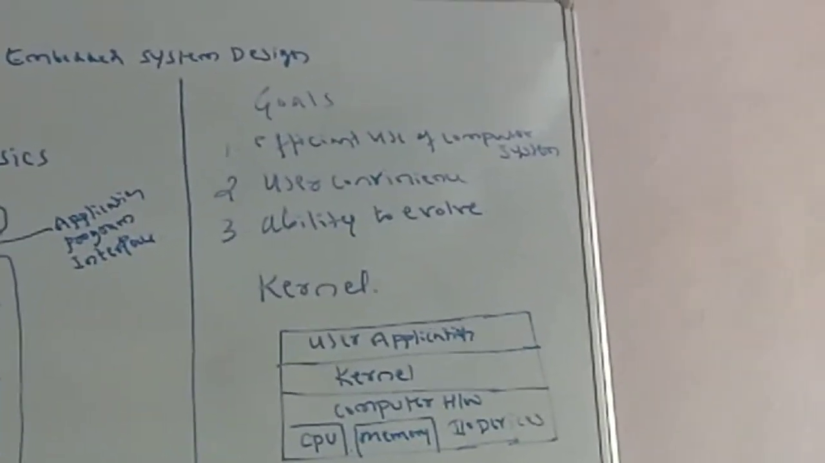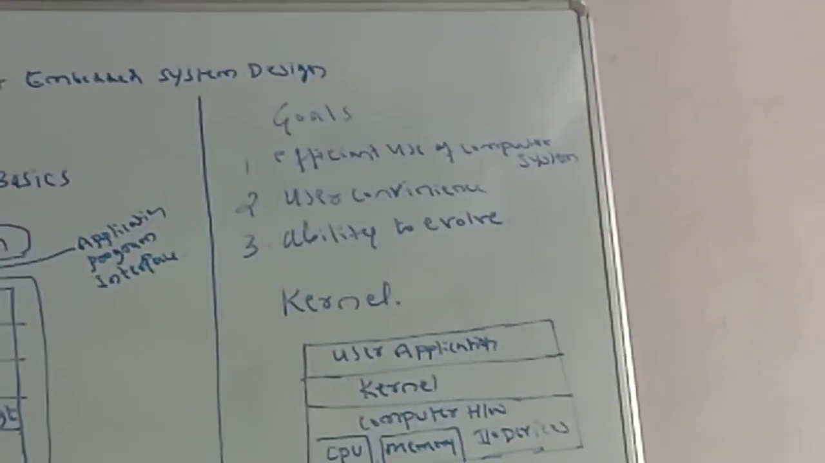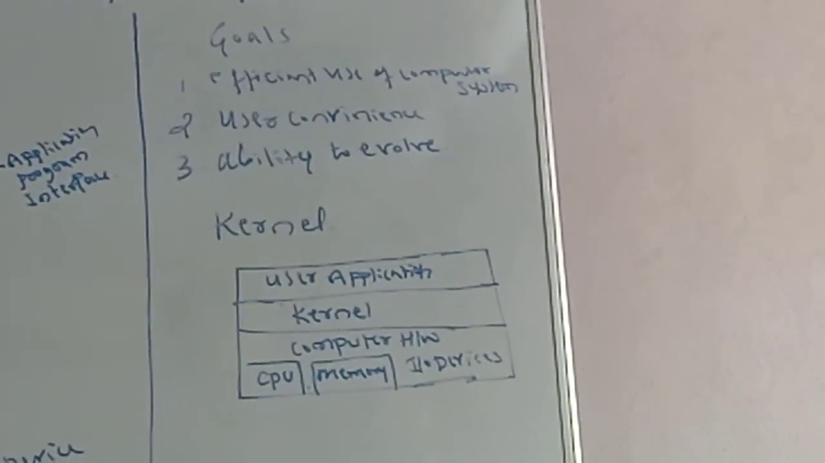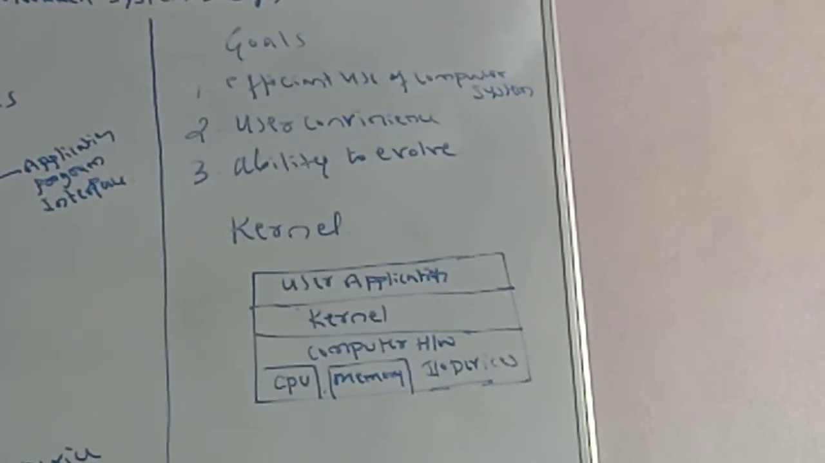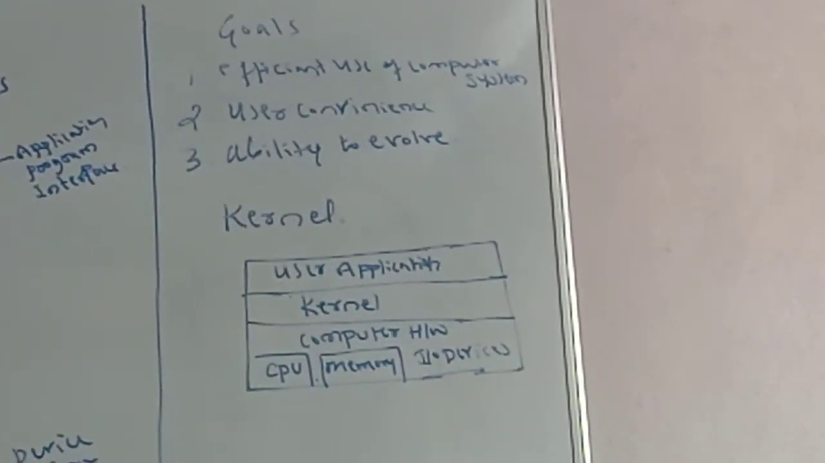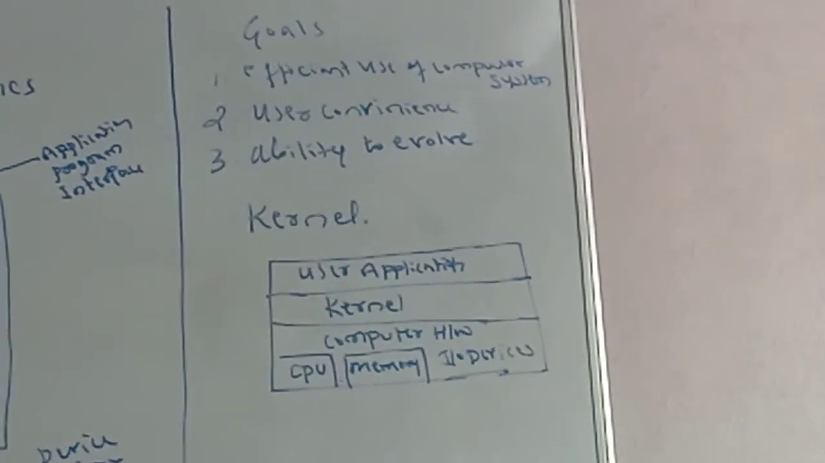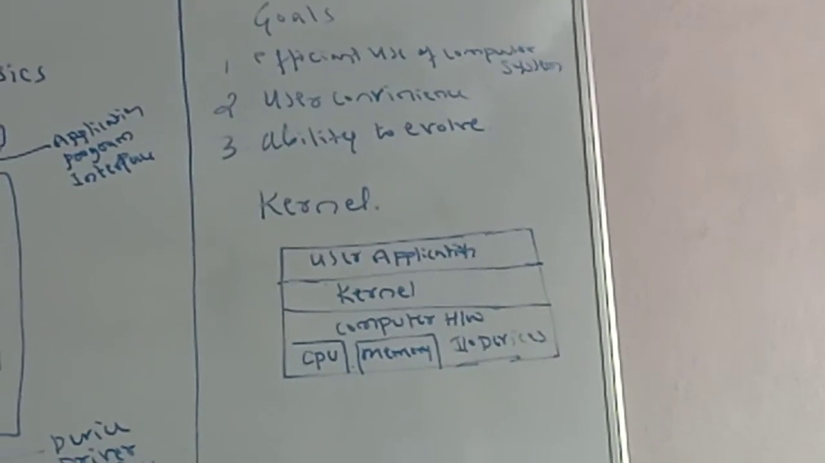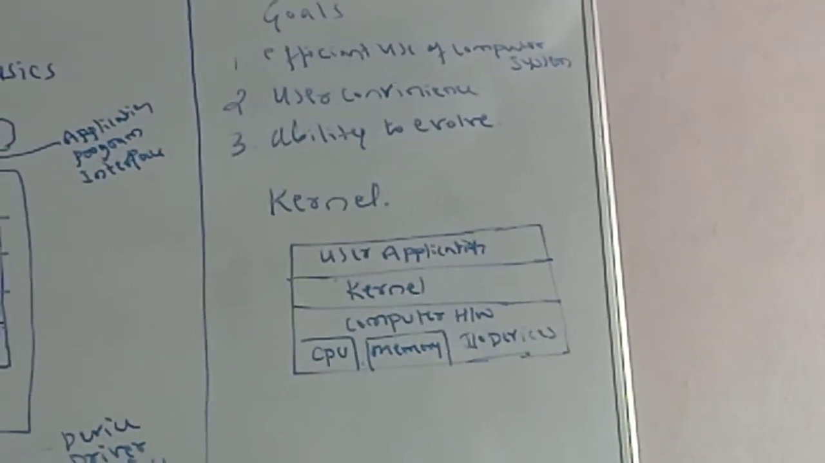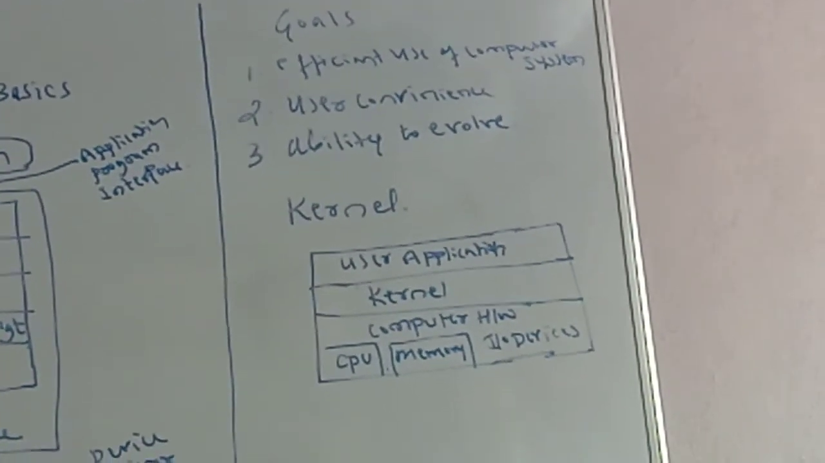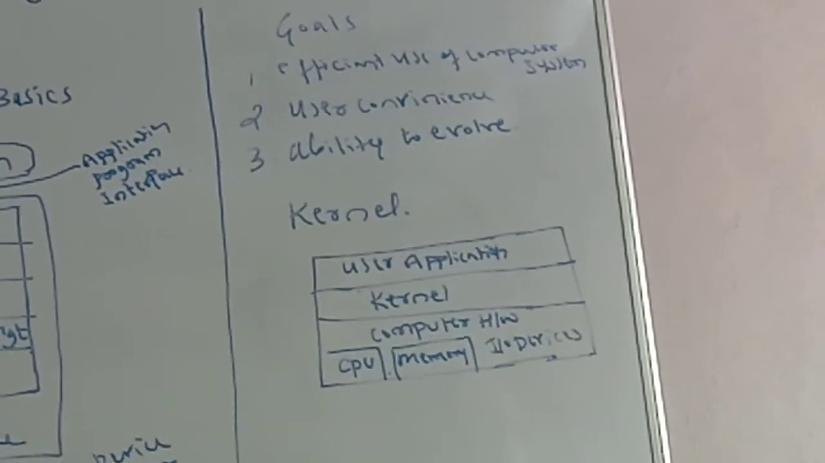The second goal is user friendliness, user convenience. The user may use assembly level language or high level language, and the operating system executes both these languages. That is user convenience. Based on the users and customers, they can execute different types of application software on this operating system. And the third point is the ability to evolve.